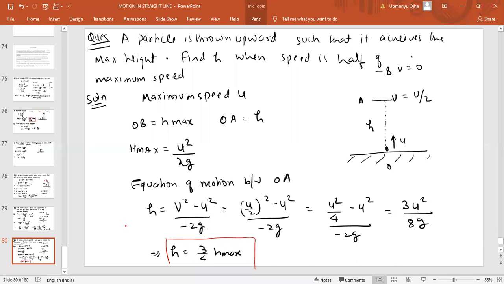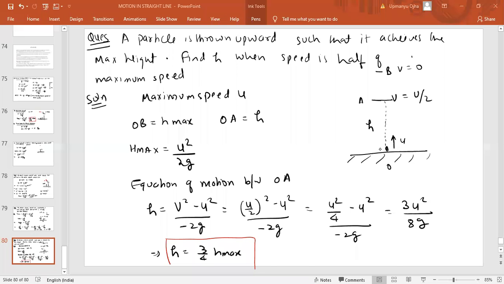See, again I explain to you that you have to find the h when the speed is half of the maximum speed. So let us suppose that at point A, the particle speed becomes half of the maximum speed, that is u by 2. Okay, and that height is h. The maximum height is OB, when the velocity becomes 0. So maximum height will be equal to u square by 2g.